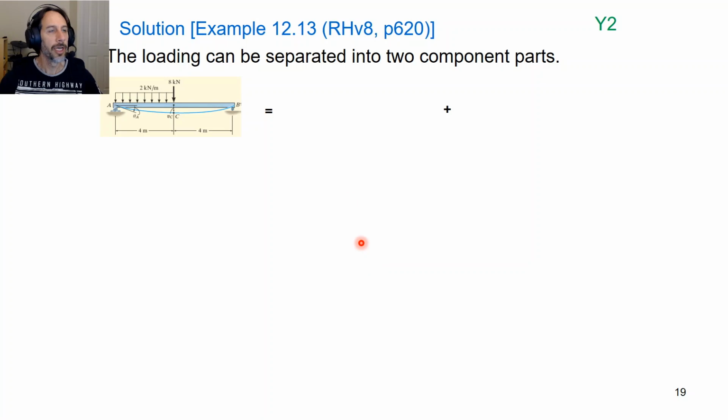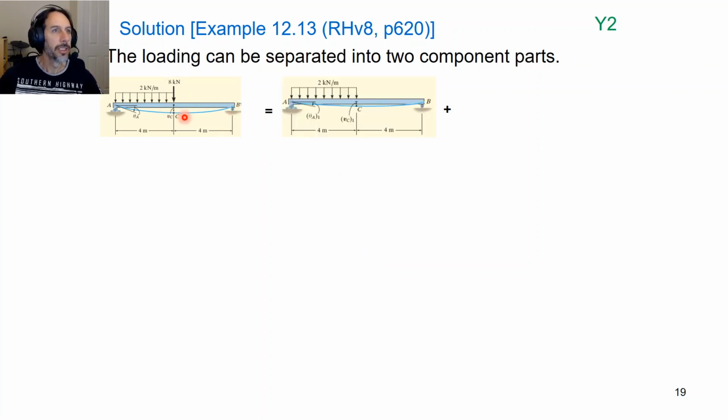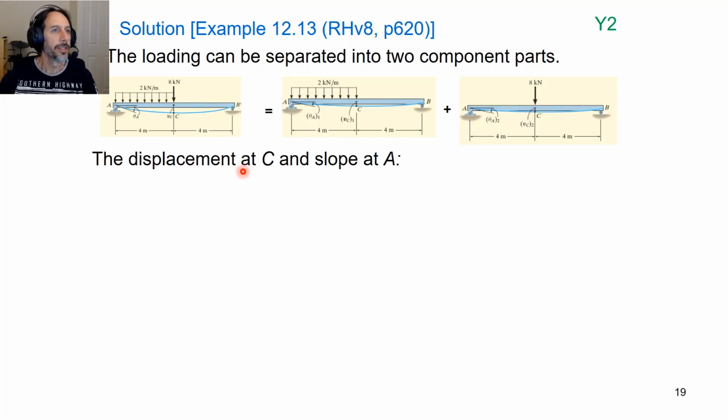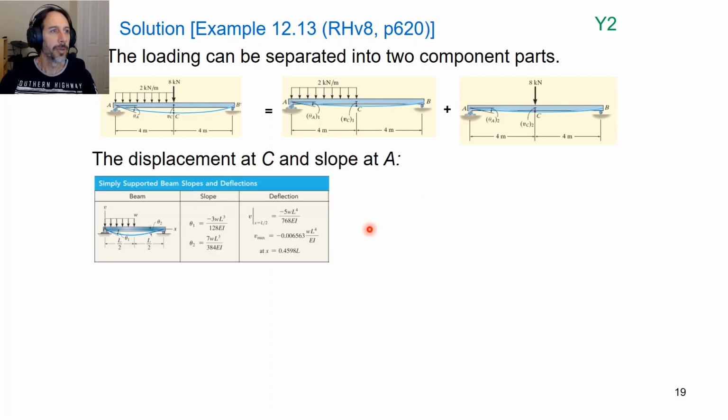All right, so let's work our way through this. So that's our combined loading, separated into two parts. So we have the part where we've just got the distributed load from A to C, and then the part where we have the concentrated load at the center. All right, so displacement at C and slope A. So if you look at our table, luckily enough we have a standard solution that we can get the slope and deflection directly from the table.